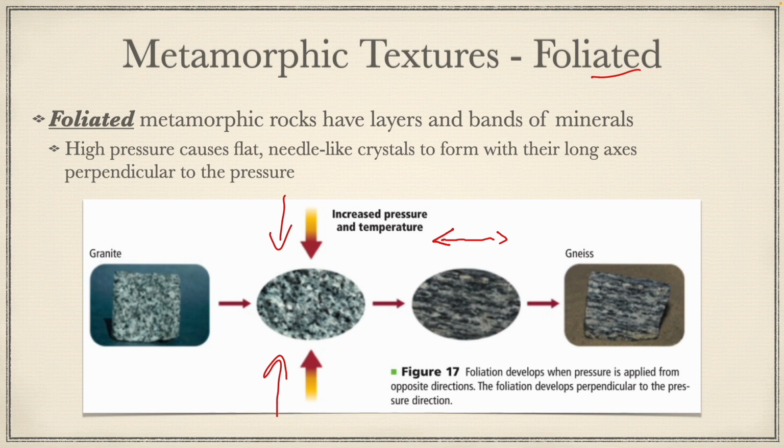You apply pressure down on it, the table applies pressure back up, but it flattens out perpendicular to that axis of pressure. So again, your axis of pressure in this case would be this way, so up and down. Then perpendicular to that would be side to side. So you get these needle-like crystals that form these bands that spread out in these directions.